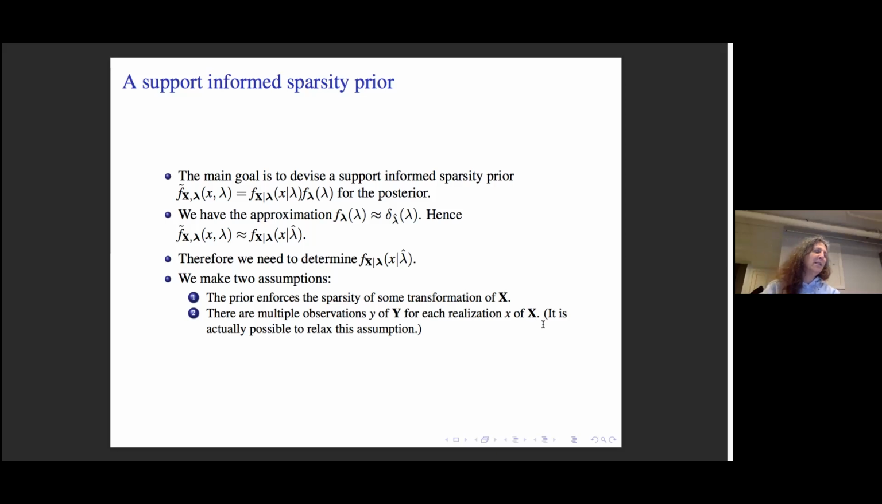In the same way that I said before, you probably don't even have to have multiple observations. You can just process things in multiple ways. You can relax the assumption, although that was not the focus of what we did, so I'm not including that here.